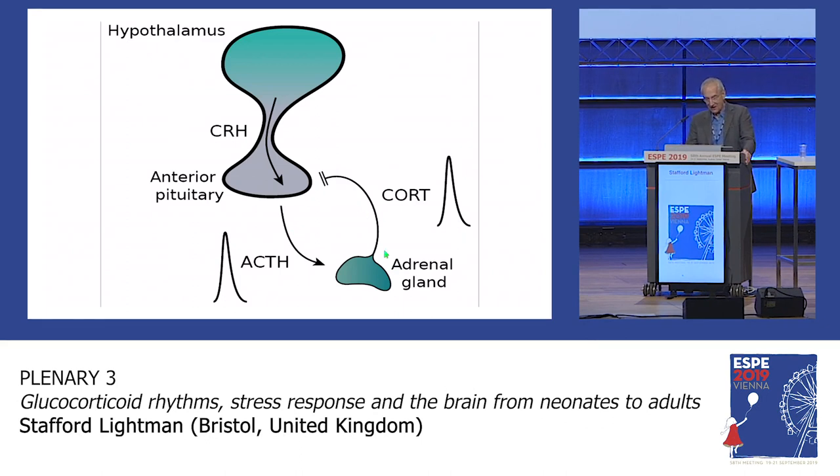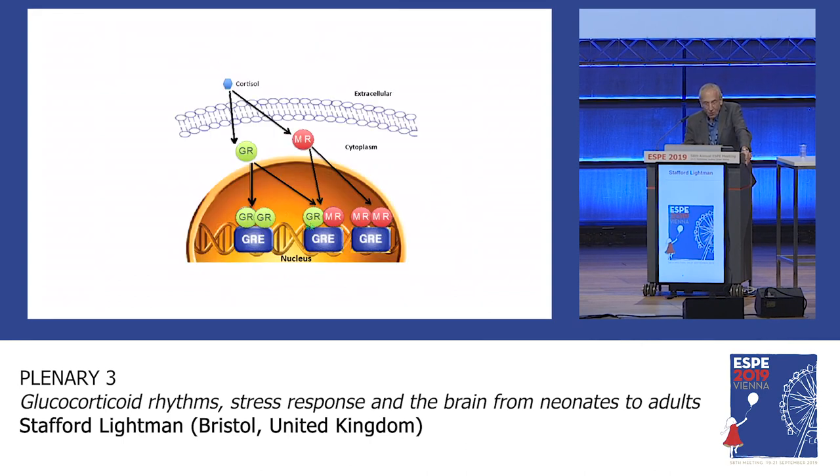Okay, what about the rest of the tissues? You've also got pulsatile cortisol going around the whole of the body, and we as endocrinologists are extremely interested in whether or not that's important for the way the body responds to cortisol. So, we have pulses of cortisol. What does cortisol do? It goes through the bloodstream, and then it goes into cells, and in cells it combines with either glucocorticoid receptors or mineralocorticoid receptors. These translocate into the nucleus, they dimerize, and they bind to glucocorticoid response elements and activate transcription.